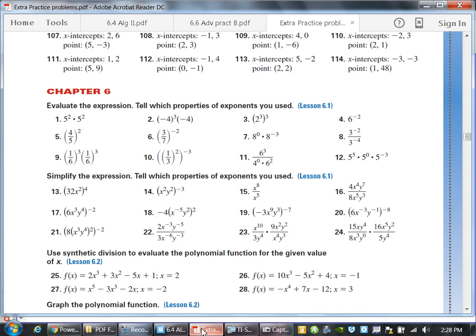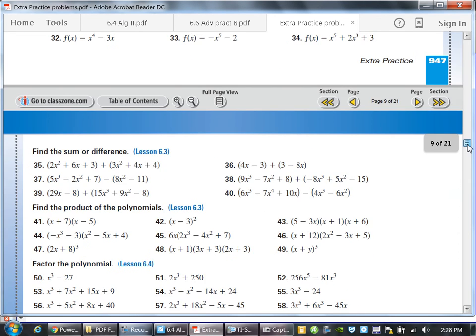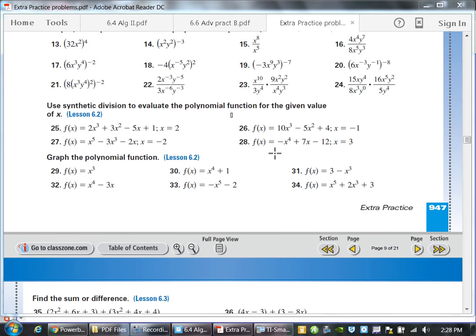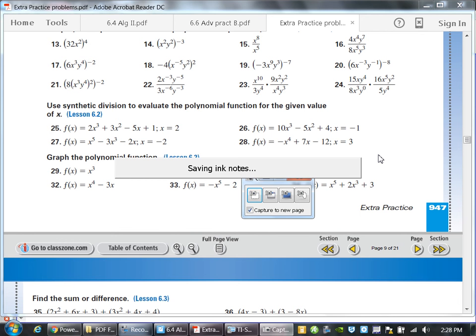Same deal when it goes down to the synthetic division. Remember, when you're synthetically dividing, you just have to worry about: do you need a placeholder? Are they in descending order? Things like that. You're using coefficients.